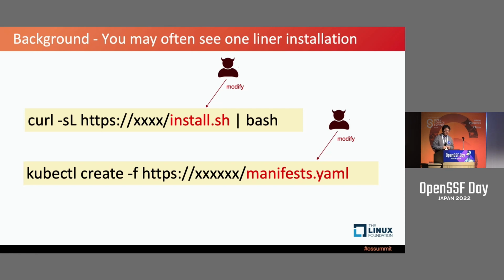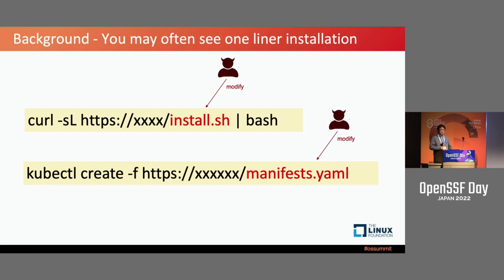So this is the kind of motivation I originally had. Maybe you see a lot of instructions like this: download a script from the network, then run some shell script, like curl bash. The other example is if you deploy some application on the Kubernetes cluster, you may see some instruction like this: kubectl create with some URL. So this is a very typical instruction you will see in installation instructions.